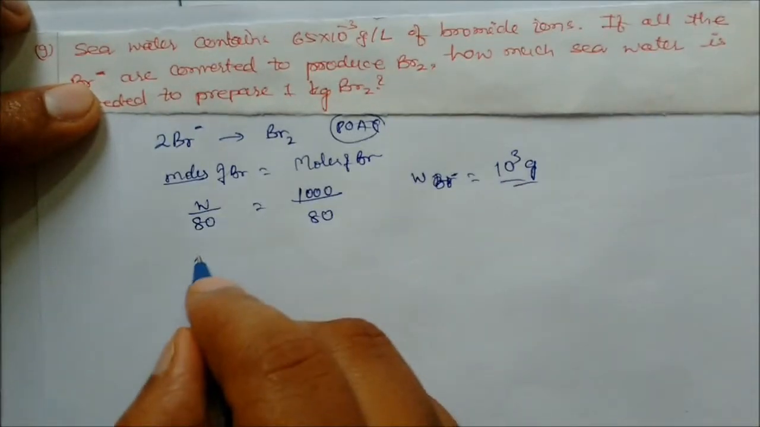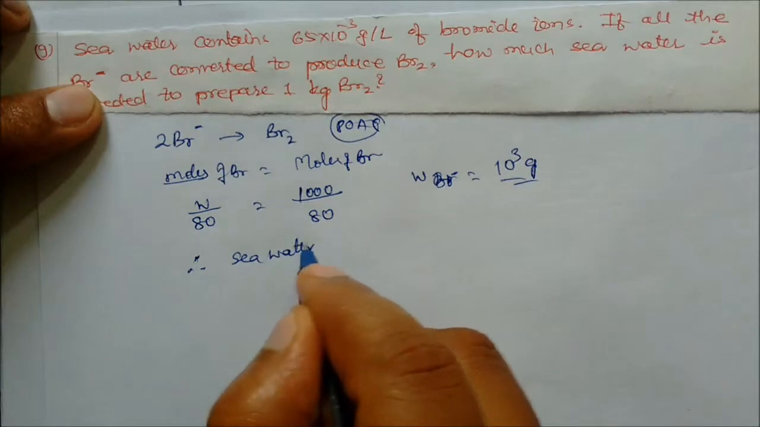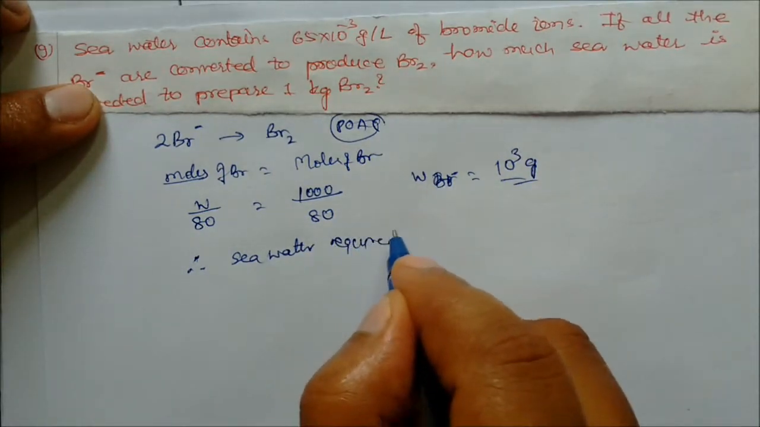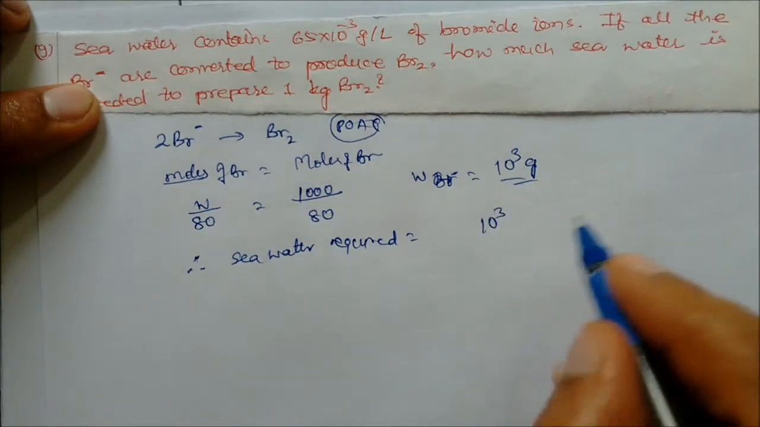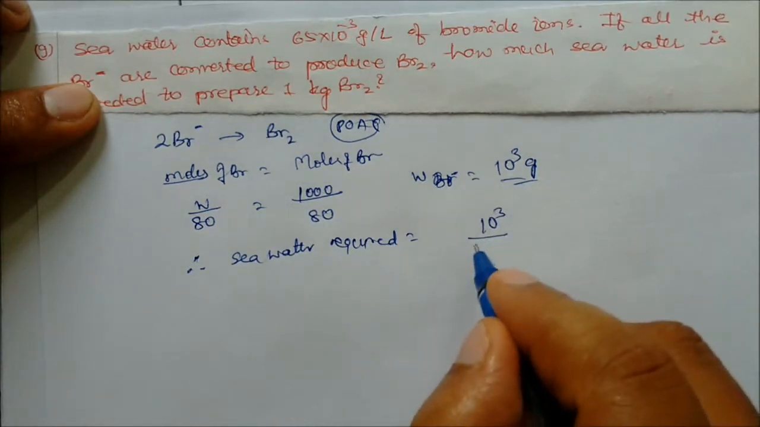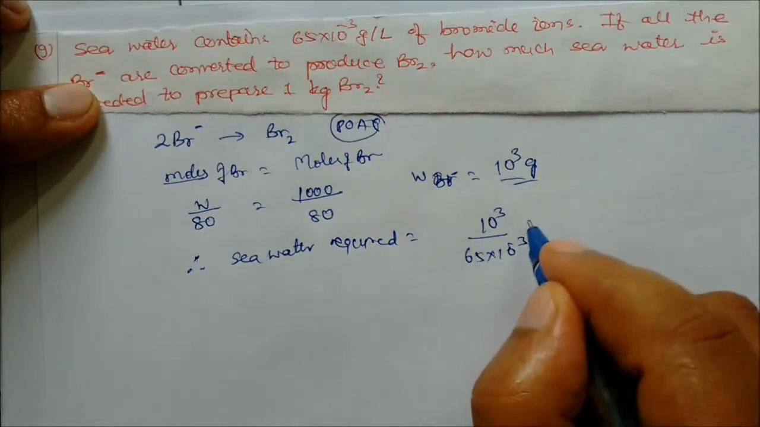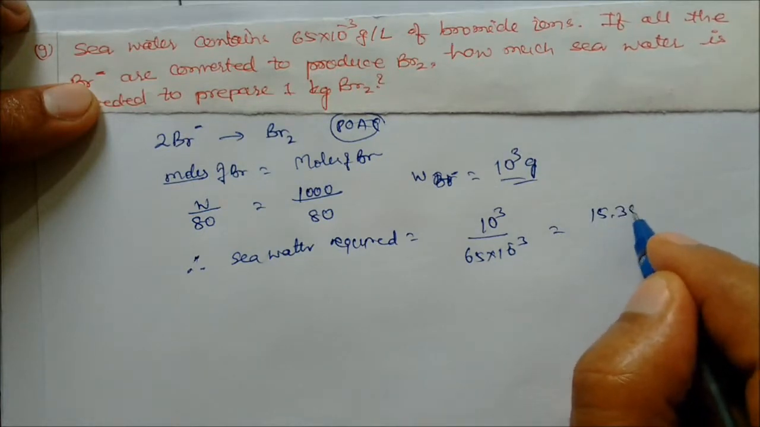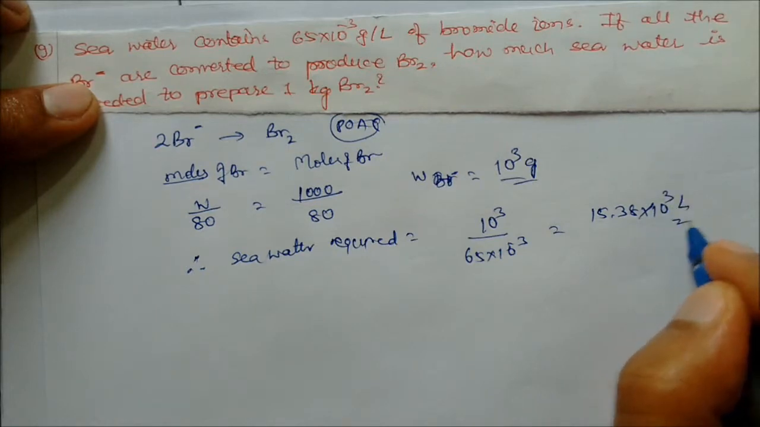So again, how much sea water is required? The sea water required to get this much bromide ion is 10 to the power 3 divided by 65 into 10 to the power minus 3. So we will get 15.38 into 10 to the power 3 liters.